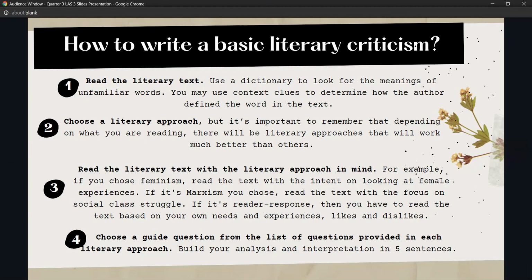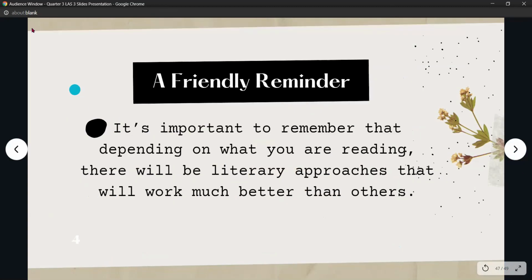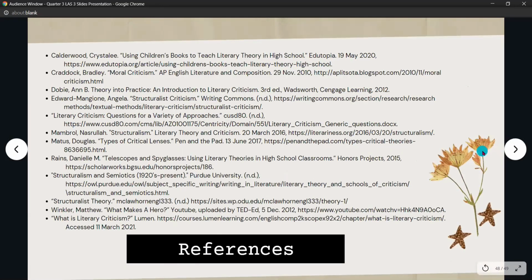And then the last step is this. Choose a guide question from the list of questions provided in each literary approach. Build your analysis and interpretation in 5 sentences. Again, I don't want you to forget this. It's important to remember that depending on what you are reading, there will be literary approaches that will work much better than others. Here are my references.